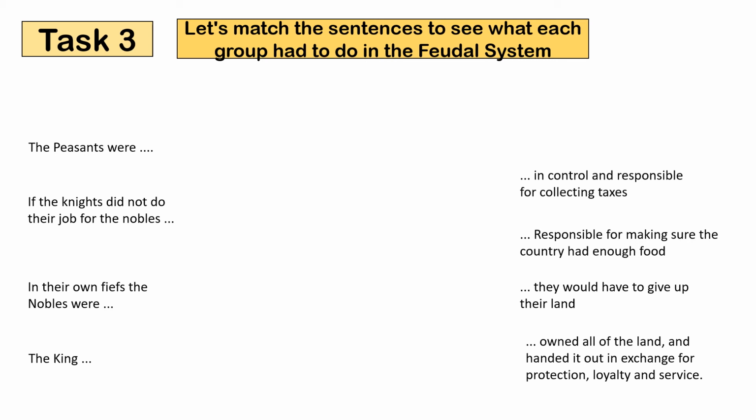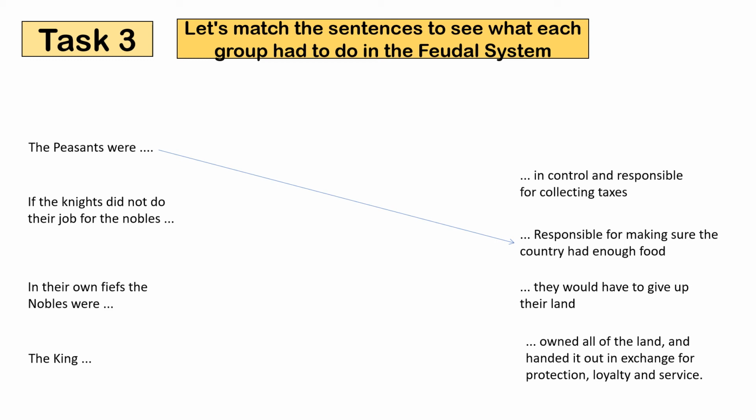So I think we should look at this first one. The peasants were, and I think it's the best answer here, responsible for making sure the country had enough food. This was the peasants' main responsibility in the feudal system. They would be farming on the nobles' fiefs. That's really important, and it's a really important job. So even though they were at the bottom of the hierarchy, they still had a role to play.